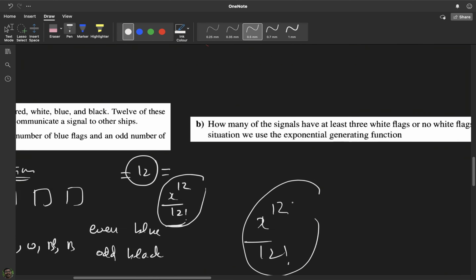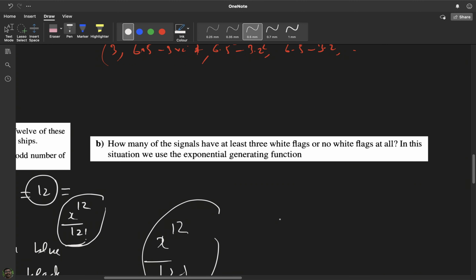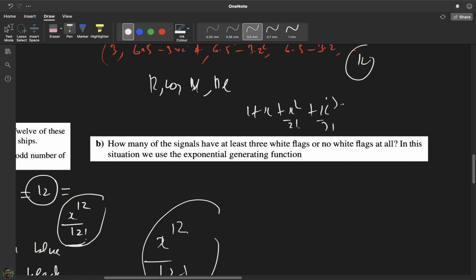Okay, let's look at this problem also. How many signals have at least 3 white flags or no white flags at all? Here also you could try this. It's the same problem, you have red flag, white flag, blue flag and black flags. You need to arrange 12 of them. So how will you formulate it? For red, blue and black, the thing is same, 1 plus x square by 2 factorial plus x cube by 3 factorial etc. plus x raised to 12 by 12 factorial, the whole raised to 3.